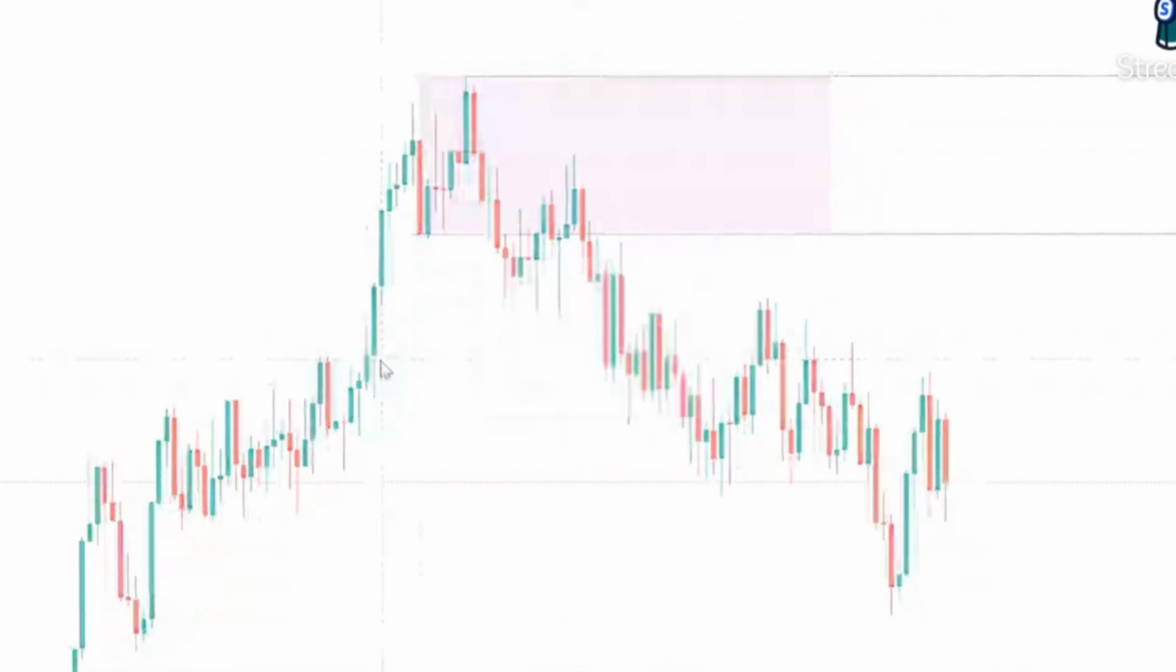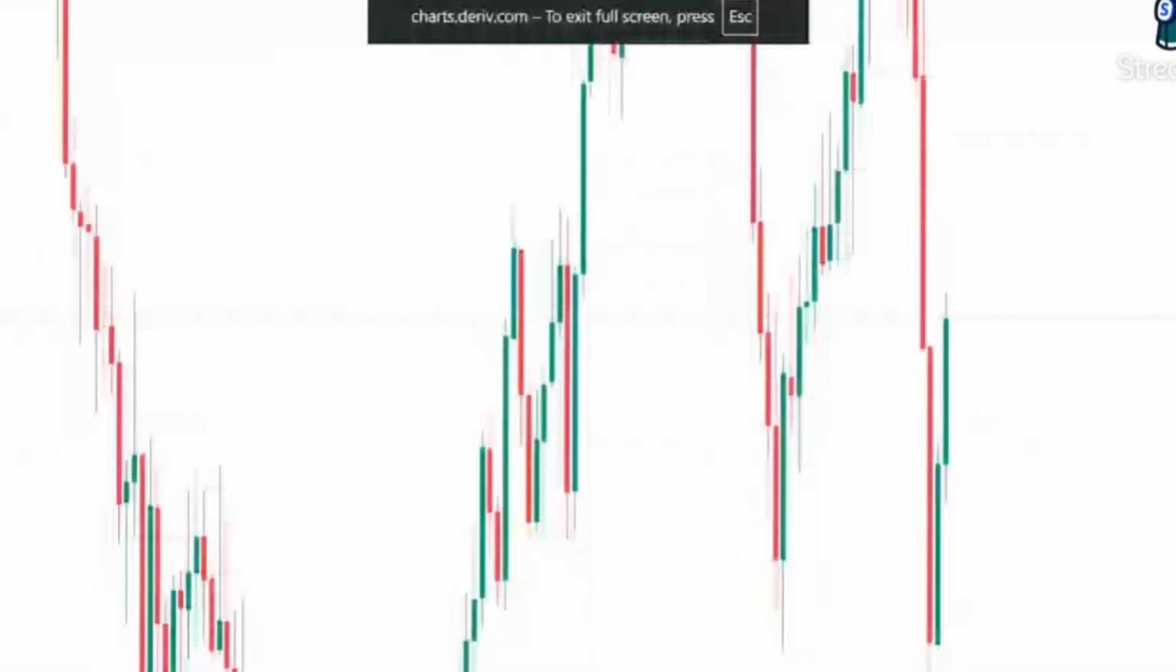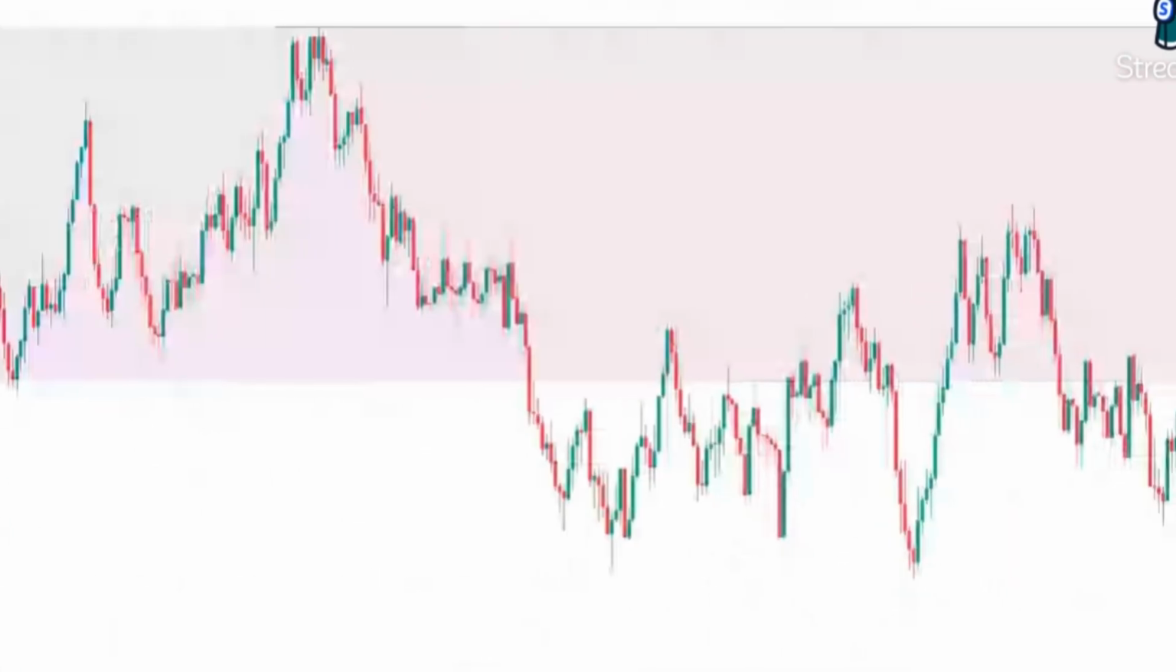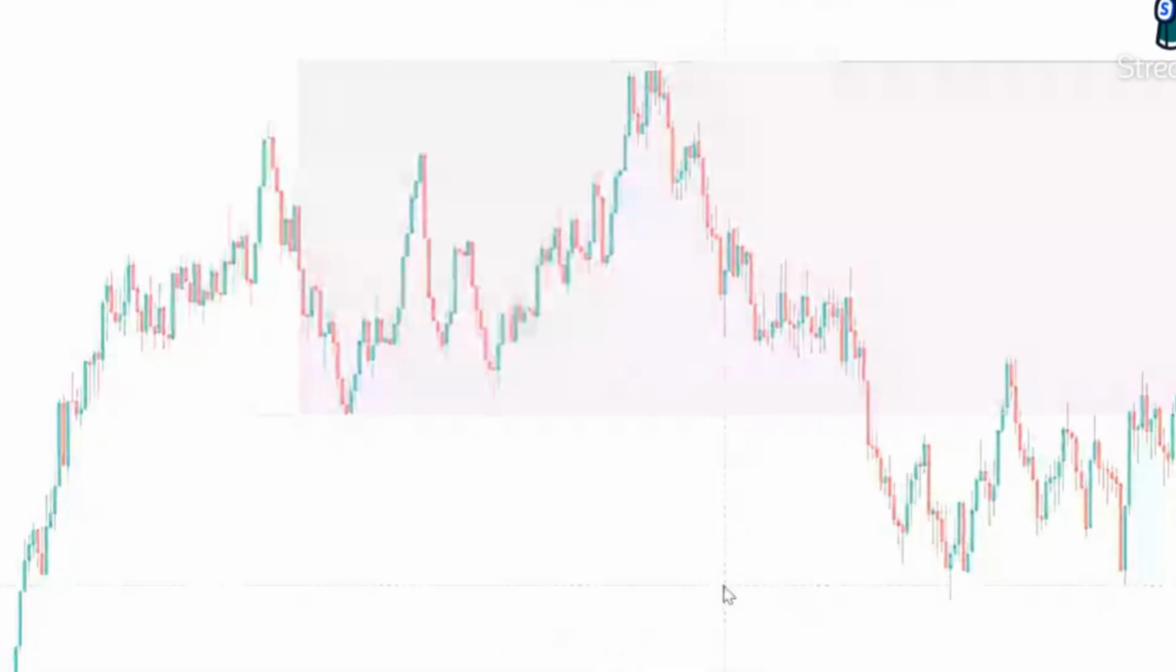Now let's go to the 1 hour time frame. So on the 1 hour time frame, what are we going to look out for? The 1 hour time frame is loading. Okay, now this is a 2 hour time frame. Let's just use this 2 hour time frame. I'd love to use the 1 hour time frame. I hope it loads now.